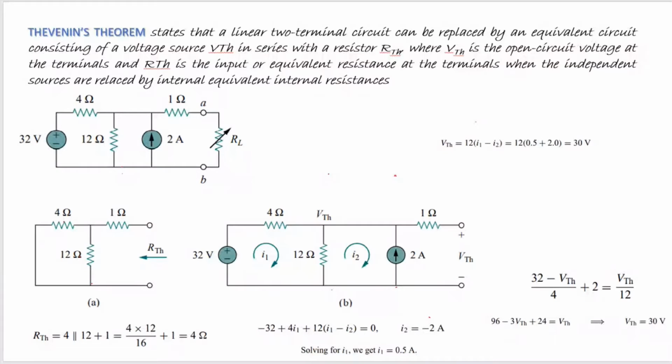The entire circuit is a two terminal network. How to form a two terminal network? If I disconnect this RL, then I am going to get a two terminal network. What are the two terminals available here? A and B. So a two terminal network can be replaced with a voltage source in series with a resistance. So this is what the theorem states.